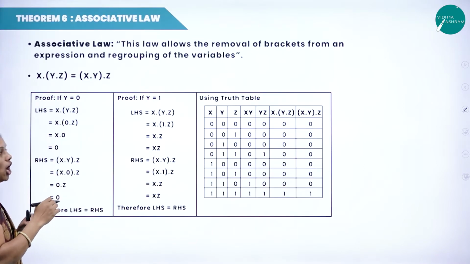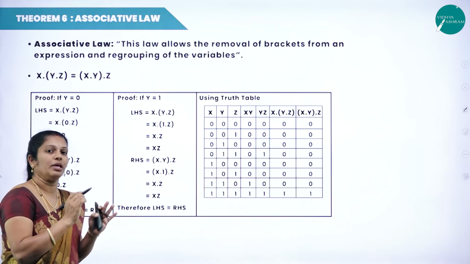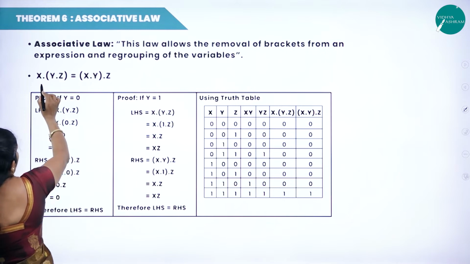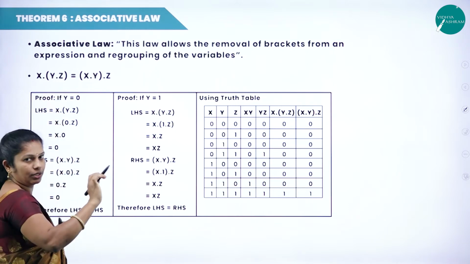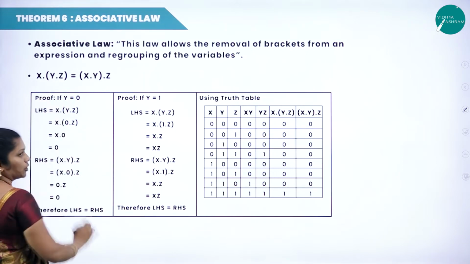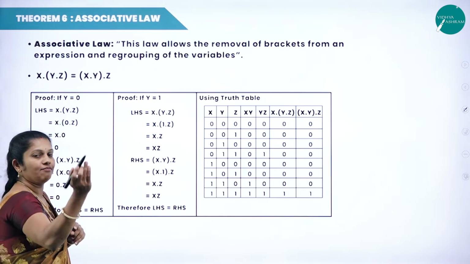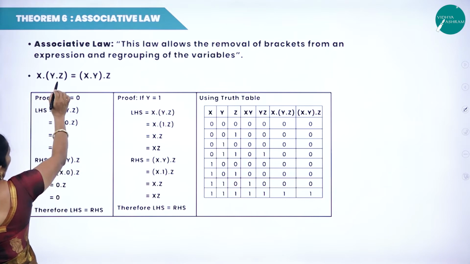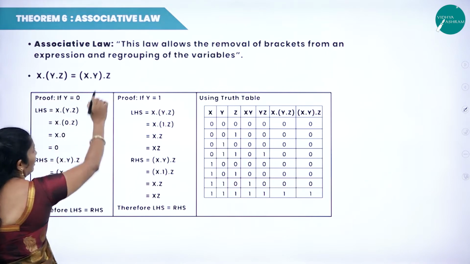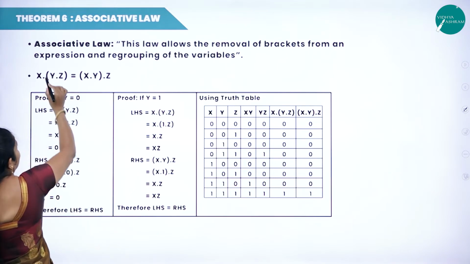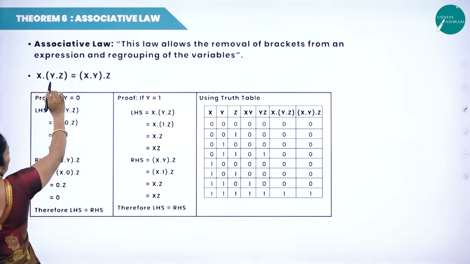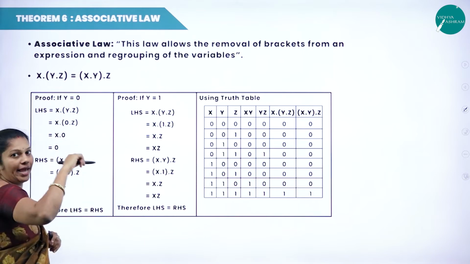The next one, associative law. What do you mean by this? This associative law states that when you have the same operators only, here also we have the dot operator, here also we have the dot operator, then if I change the bracket, I am still going to get the same result. That is x into yz is the same as xy into z. See, I am just replacing the bracket. Here I have the bracket at y and z, here I have the bracket at x and y.